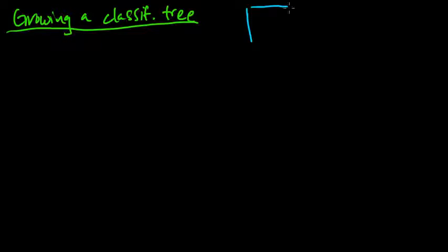So we've got our abstract space R^D here, and all of our points in the classification case have labels. So maybe we've got some points, some red dots, and maybe we've got some blue X's.